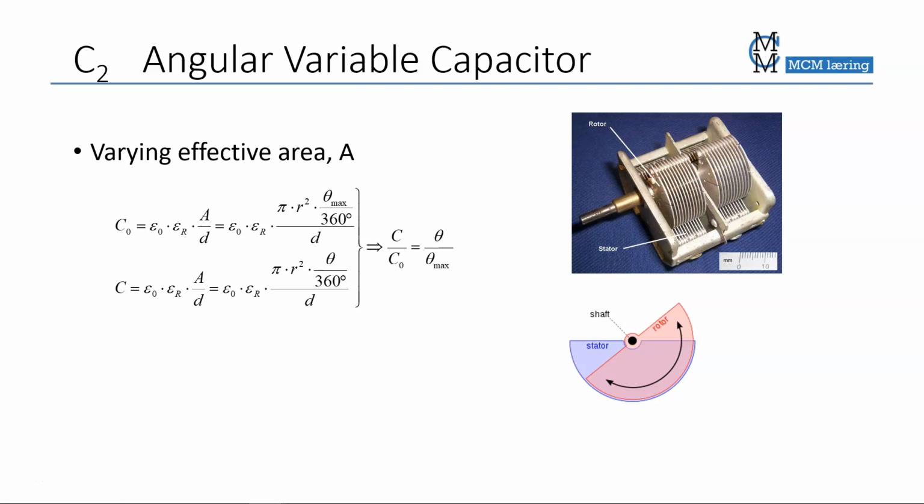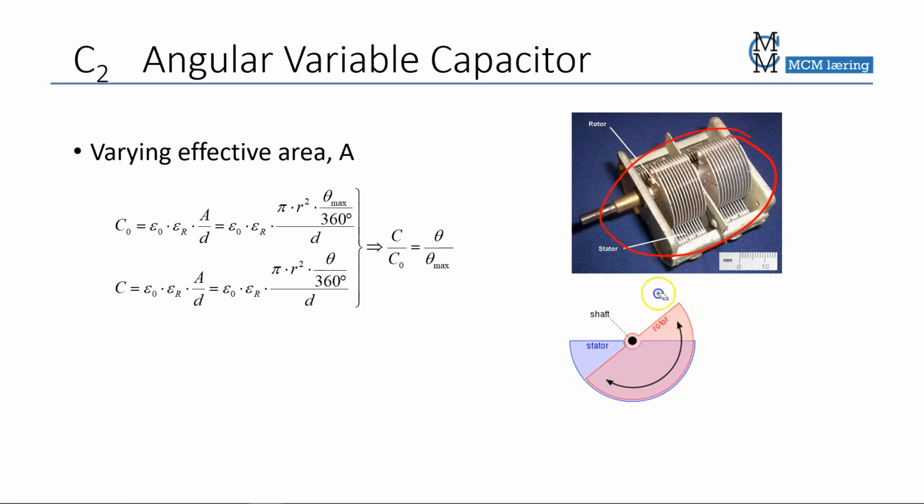The first capacitive sensor is the variable capacitor, the angular variable capacitor, and it basically is a comb-like structure, like here, where you have a number of plates where one is at a fixed position, while the other is the so-called rotor, which is possible to rotate around.